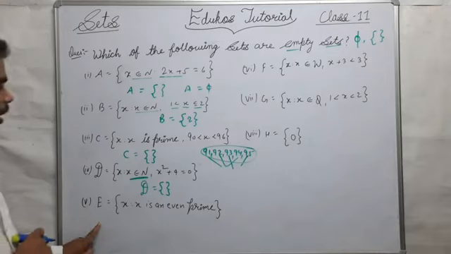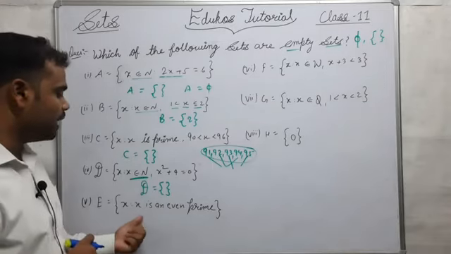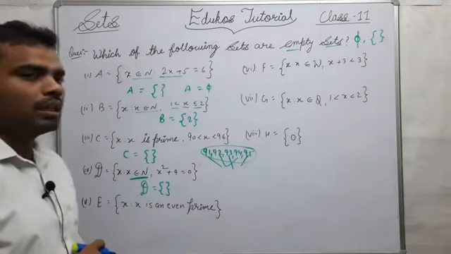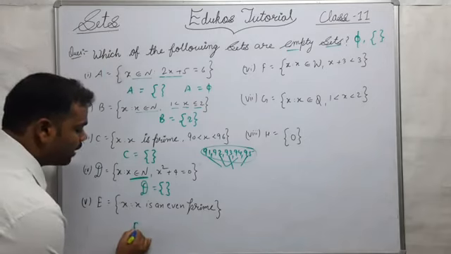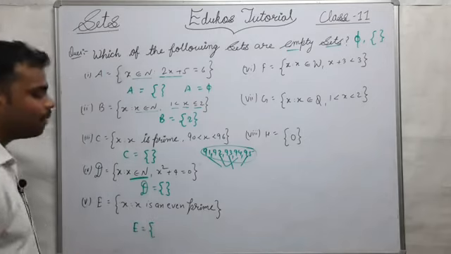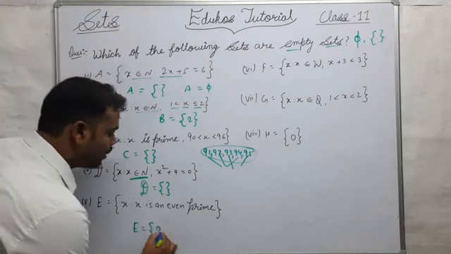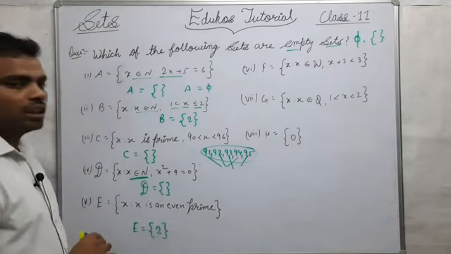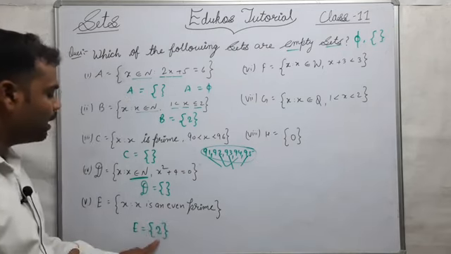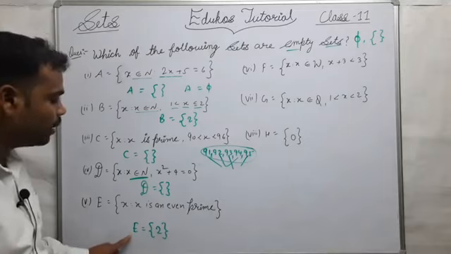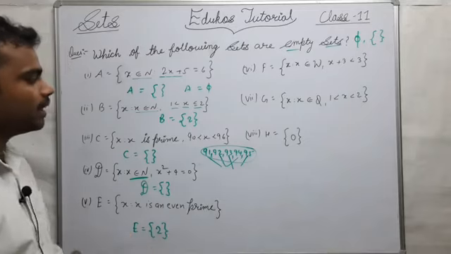Now in question E, it is given that x is an even prime number. An even prime number exists, which is 2. So 2 is an element of the set, so this is not an empty set.